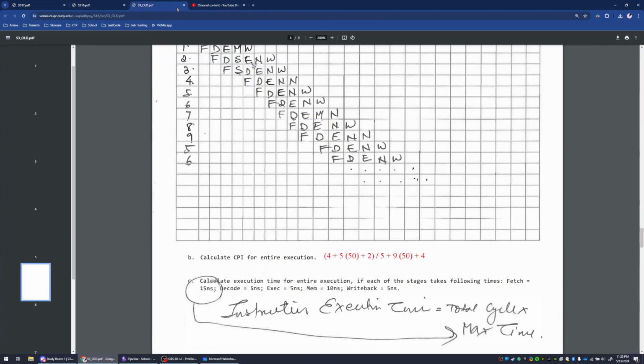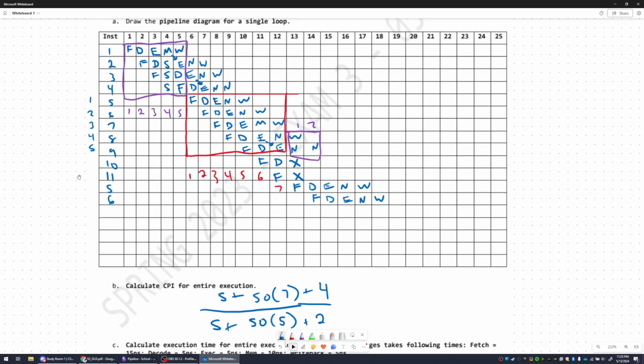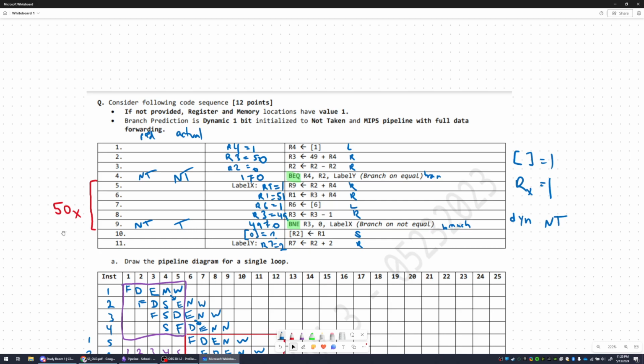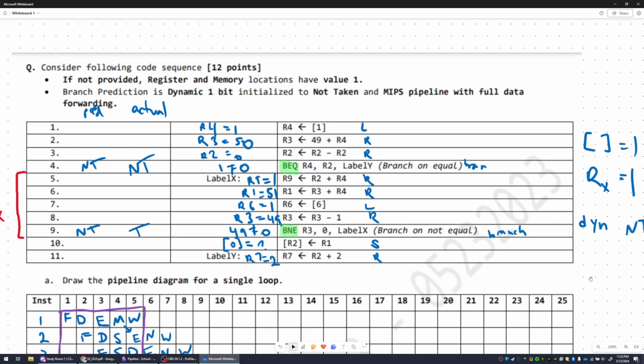Okay, so which part did you want me to explain? After the first branch. Okay, so there's two branches in this code, right? There's one here and one here.